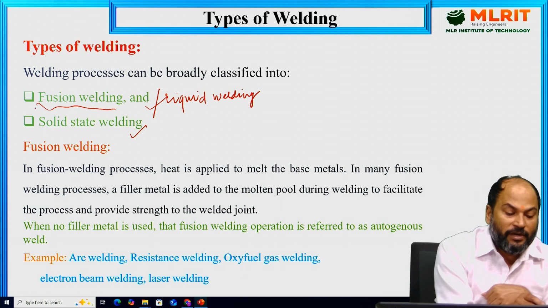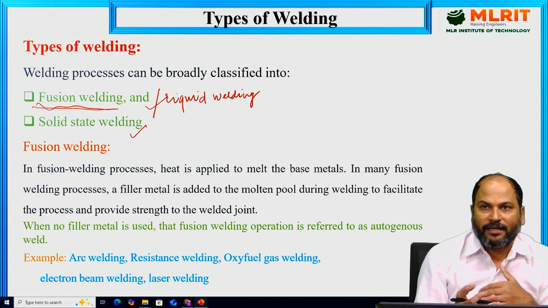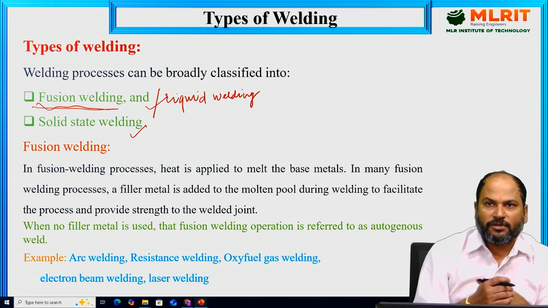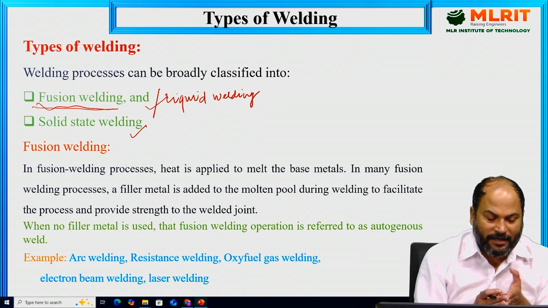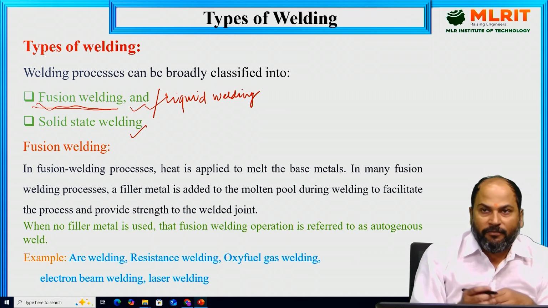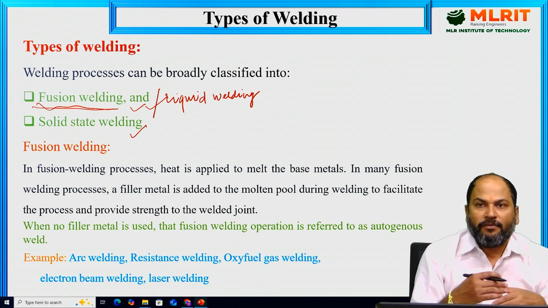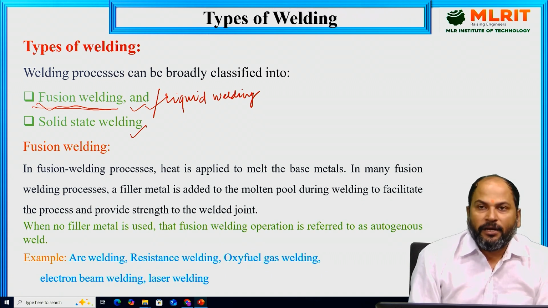All the fusion welding processes, sorry, arc welding processes come under this category. Resistance welding comes under this category. We'll see one by one all these processes. Then gas welding is there, that comes under this category. Why? Because when we are welding parts, we have to melt the material. Melting the material means we have to change the state of the material. That's why it is fusion welding, or liquid state welding.